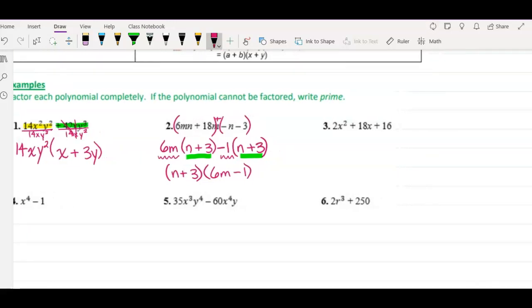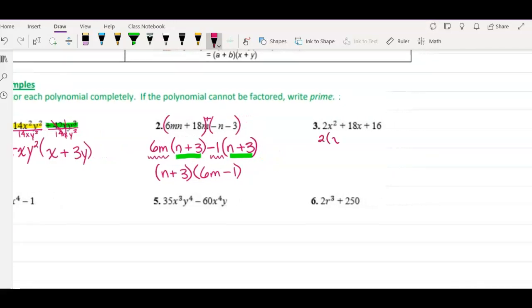The next one, they all have a factor of 2. So when I factor out a 2, I'm left with x squared plus 9x plus 8, which, as you know, we're looking for something that multiplies to give me 8 and combines to give me 9, which is 8 and 1. So this is my fully factored form.